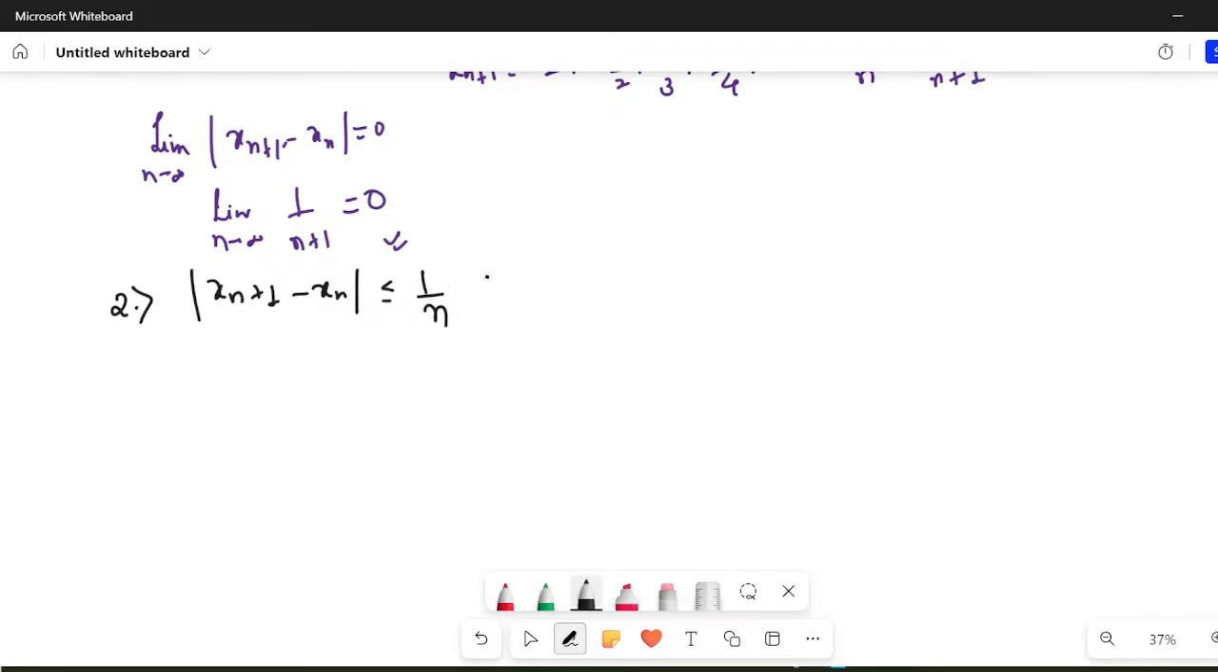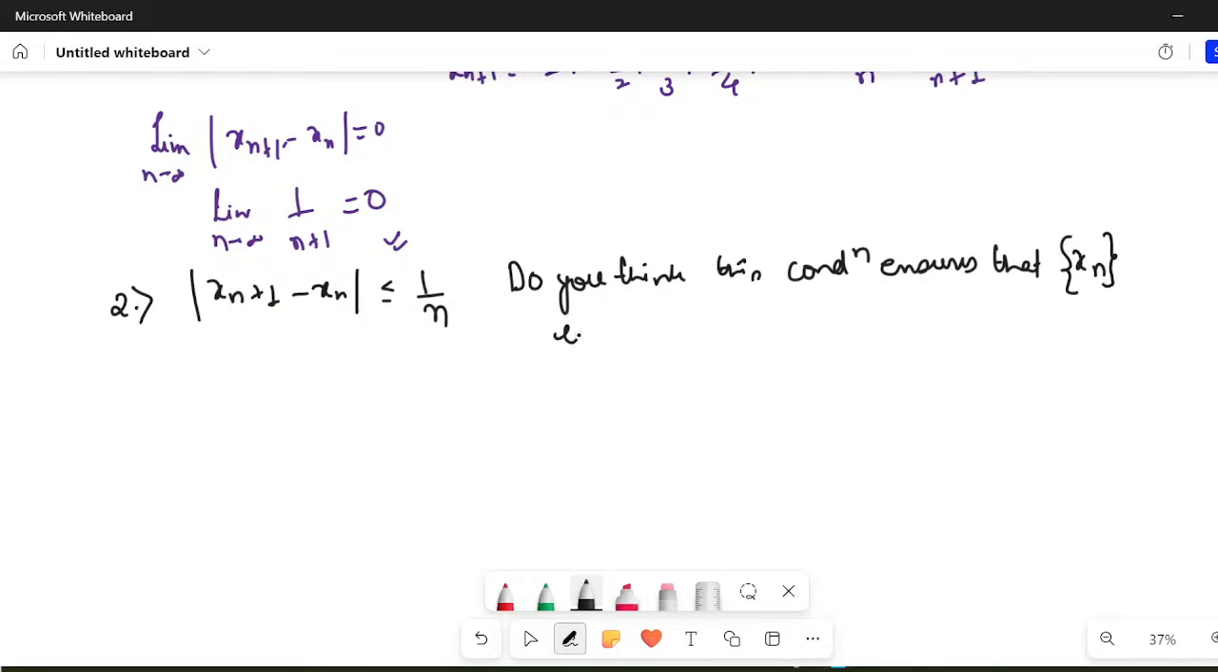Do you think that this condition ensures that xn is Cauchy? Do you think that this condition ensures that xn is Cauchy? Answer is again no. Why?